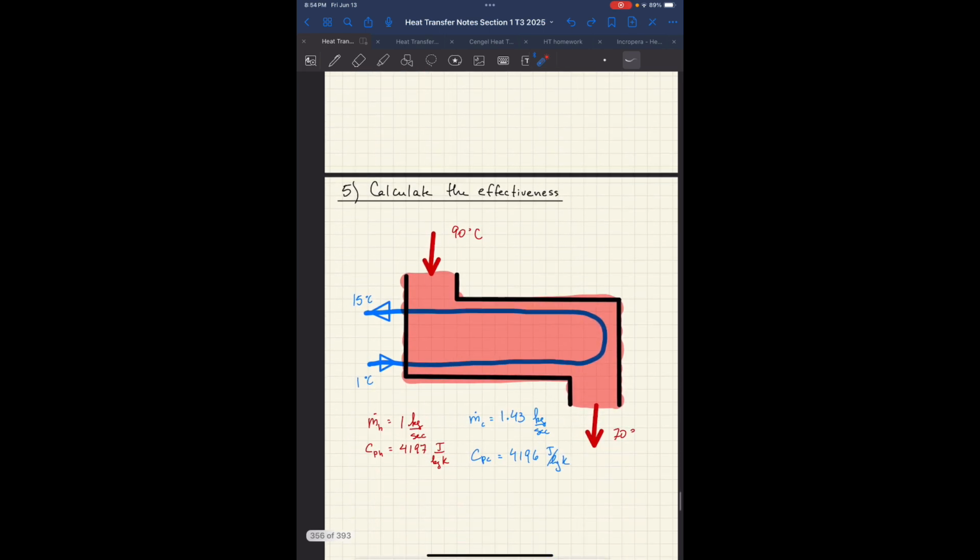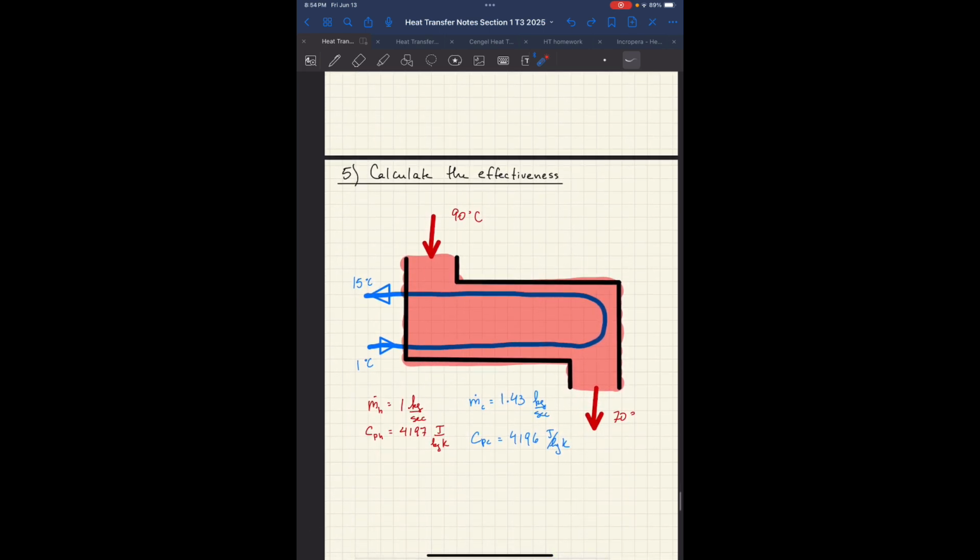Next, effectiveness. In order to calculate the effectiveness, you need to find the quote-unquote maximum possible heat transfer. That's basically what we call Q max. So real Q over the ideal or maximum Q is your epsilon, or effectiveness of the heat exchanger. The max Q can be found by taking the minimum capital C times T_hi minus T_ci.